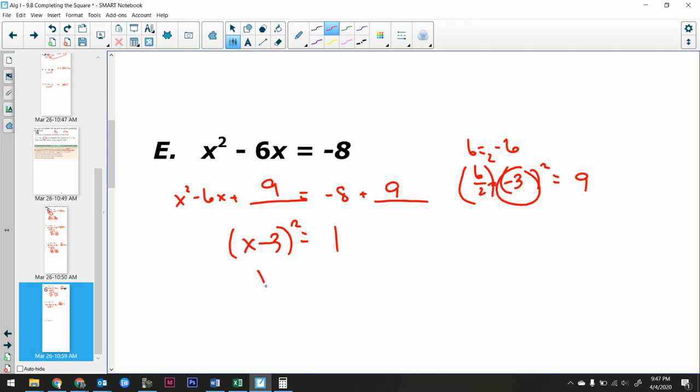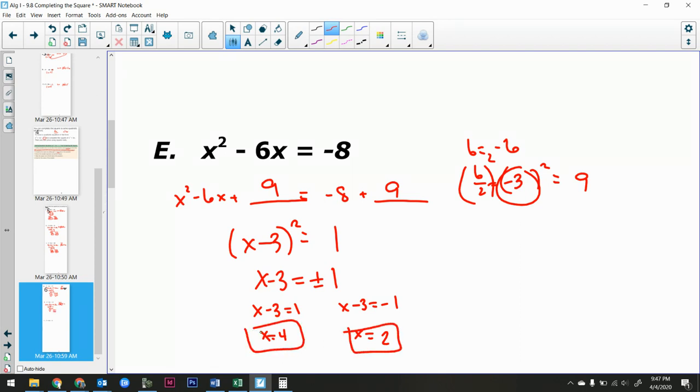I square root the opposite side. I get x minus 3 is equal to plus or minus 1. So here come my two equations, positive 1 and negative 1. Add the 3 to both sides. I get x equals 4 and x equals negative 1 plus 3 is 2. X equals 2. X equals 4.